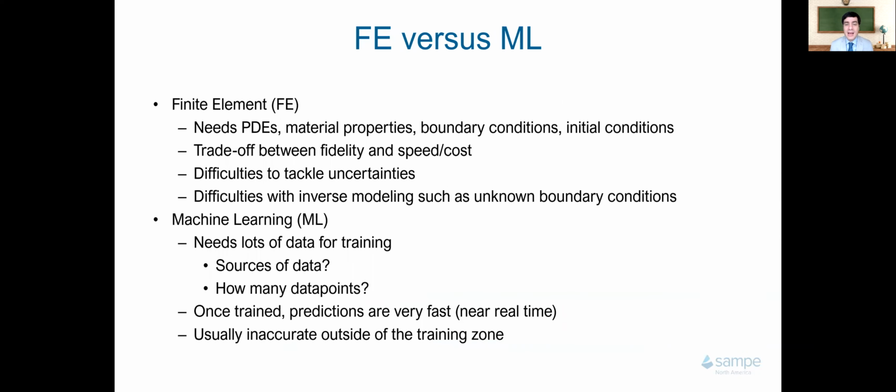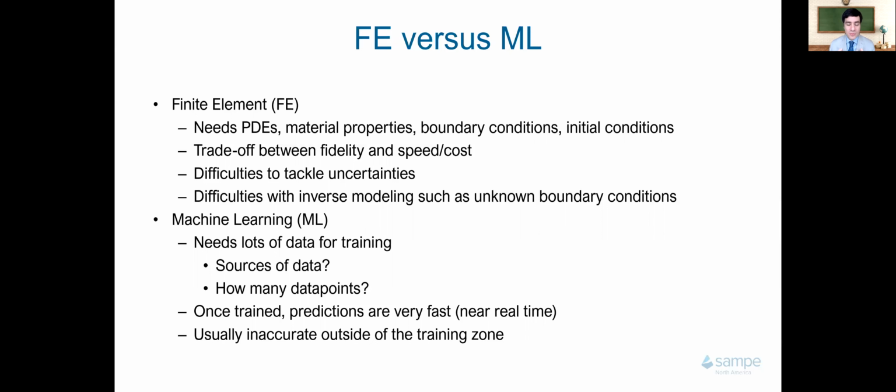Each of them has its own advantages, and each of them has its own weaknesses. If you look at finite element methods, the starting point is that you have to have those partial differential equations. You have to have your material properties, your boundary conditions, your initial conditions for your entire process, and then you can solve the problem. Without those, you cannot solve the problem. There is always a trade-off between fidelity and speed and cost, basically. And fidelity here has nothing to do with accuracy.